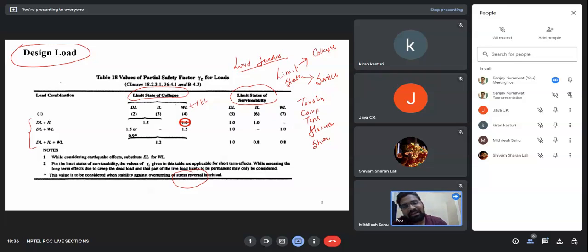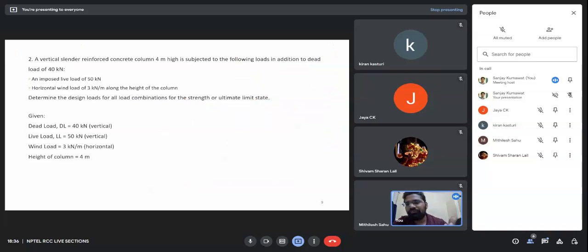So now let's look at some problem for these design loads also. We have already looked at one problem for design strength by applying partial factor of safety. Now we will be applying the partial factor of safety to load. This is the problem being displayed over here. Let me read out this problem for you. A vertical slender reinforced concrete column 4 meters high is subjected to the following load in addition to a dead load of 40 kilonewton. Now an imposed load of 50 kilonewton, it can be seen over here.